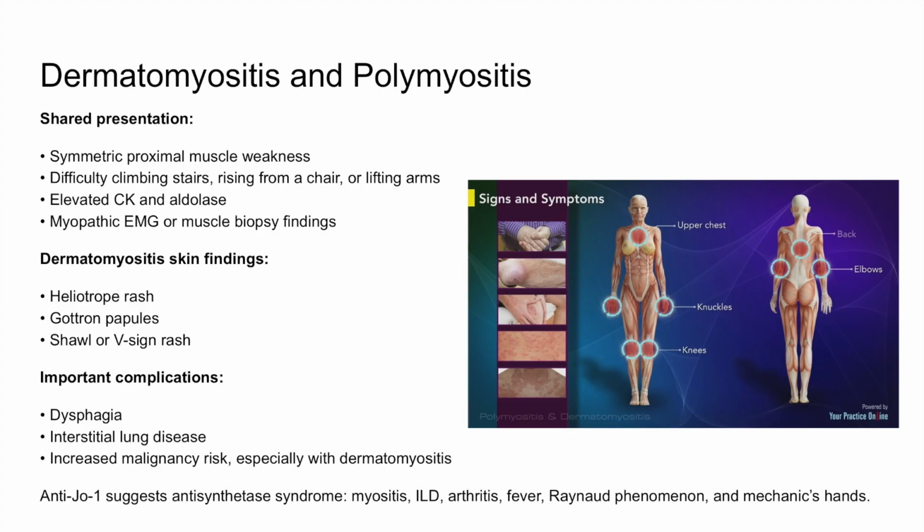So dermatomyositis is distinguished by skin findings such as heliotrope rash around the eyes, Gottron papules over the knuckles, and a shawl or V sign rash. Important complications include dysphagia, interstitial lung disease, and increased malignancy risk, especially with dermatomyositis. Anti-Jo1 suggests anti-synthetase syndrome, which can combine myositis with lung disease, arthritis, Raynaud phenomenon, fever, and mechanic's hand.